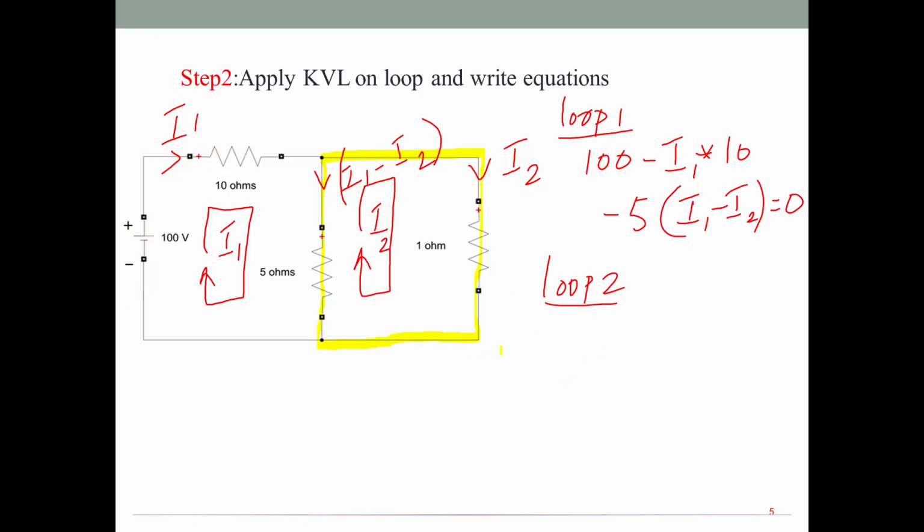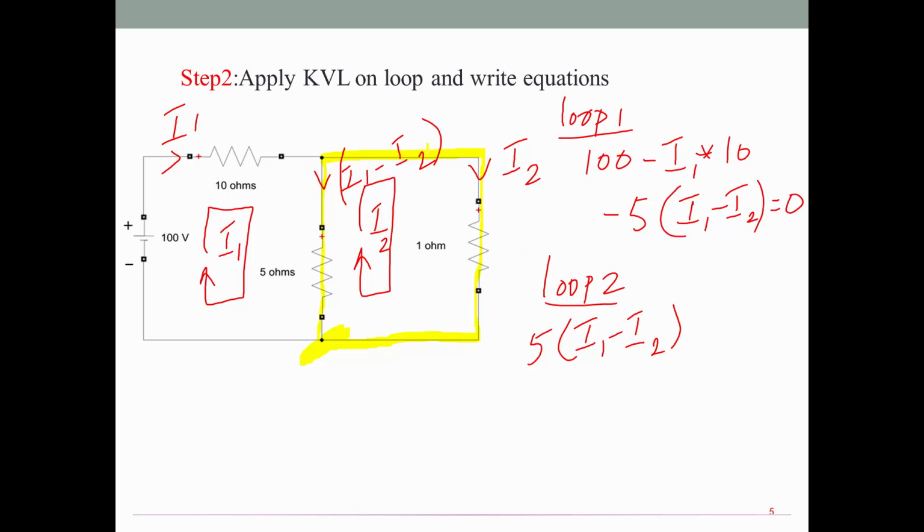Start from any one point on this loop and complete at the same point. So I will start from this point. I am moving in this direction, witnessing the 5 ohm resistor here. I have to find out the voltage drop across this 5 ohm. In order to find the sign, consider both the loop current and branch current. Here the branch current is downwards and the loop current is upwards, acting in the opposite direction. So I have to consider a positive sign for the voltage drop: 5 times I1 minus I2.